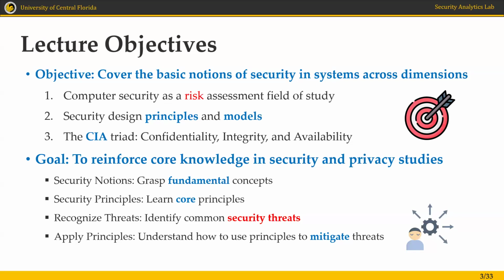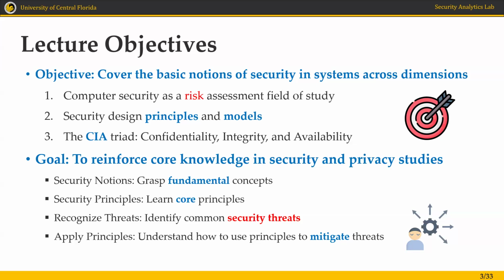We'll talk about security design principles and models. We want to understand the fundamental principles and the current models that are there. And then we'll talk about the CIA triad, which is confidentiality, integrity, and availability, and how to make sure that we ensure these three main objectives such that our system is secure.